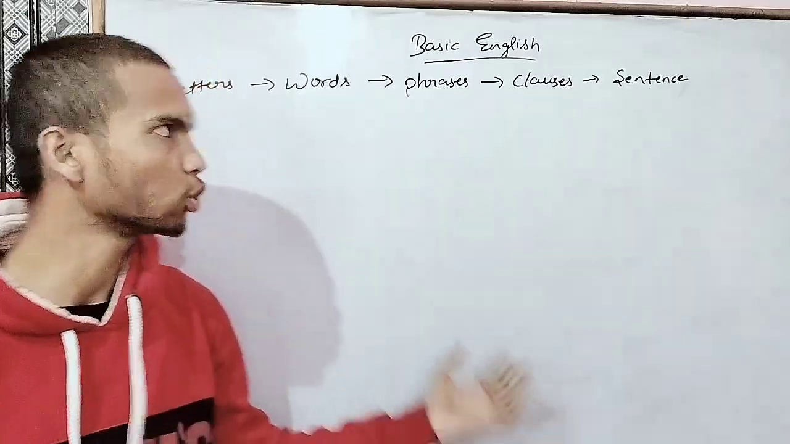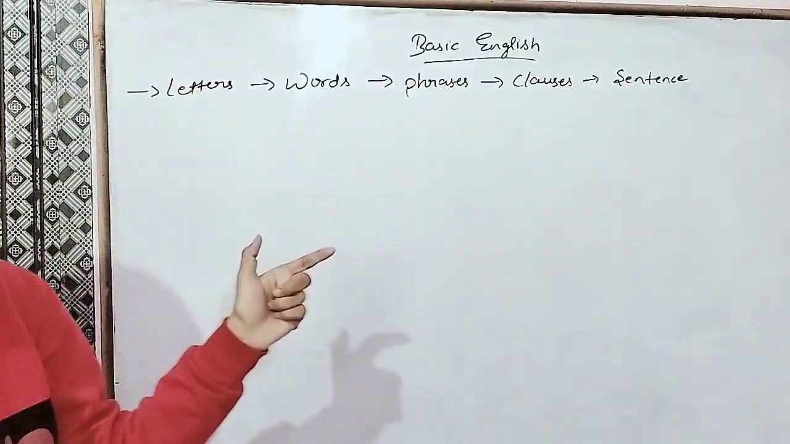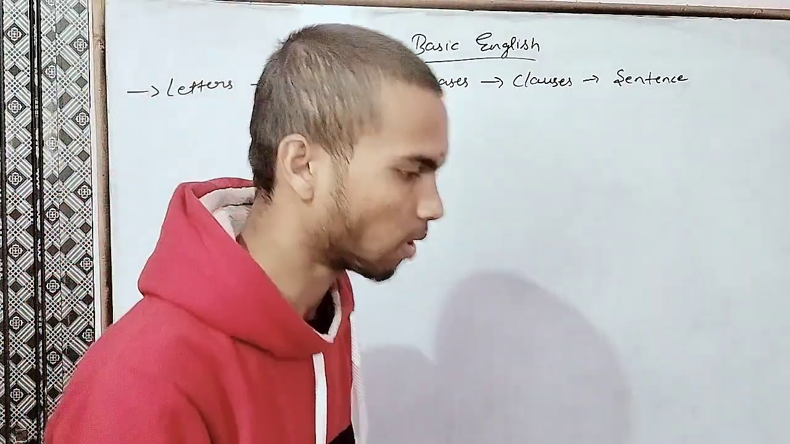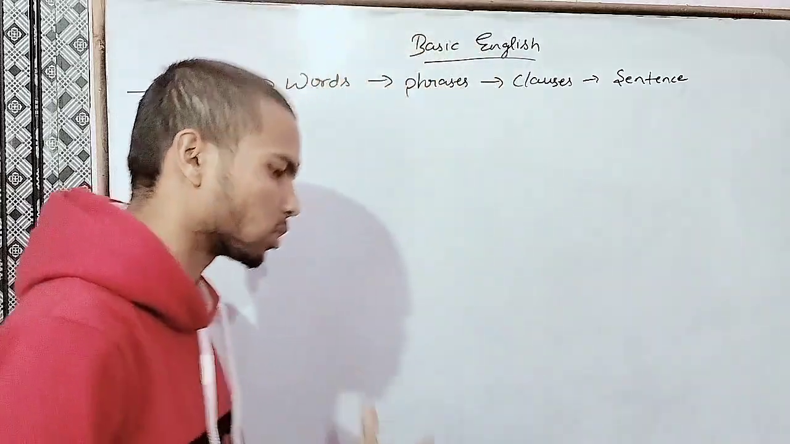And this will be our journey to complete basic English, from letters to sentences. First, we will be understanding letters, words, clauses, and phrases. Then our end will be the sentence. Gradually, we will understand all this. So first we have the letter.